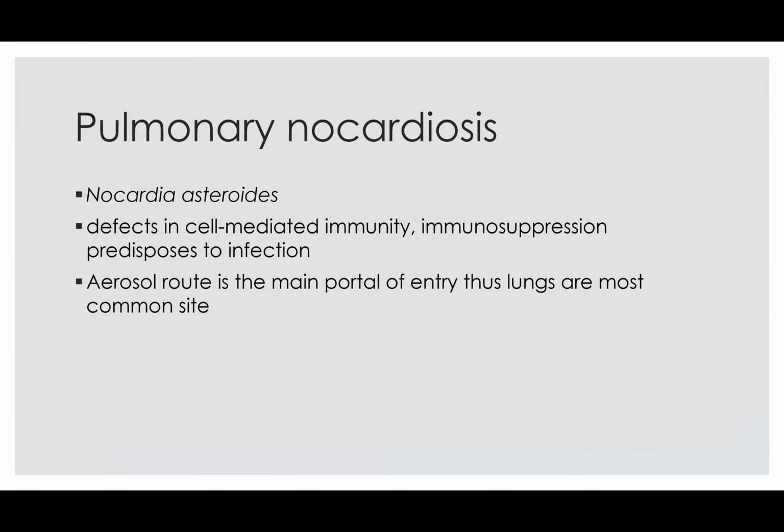Okay, then we'll talk about pulmonary nocardiosis. So nocardiosis is most commonly caused by Nocardia asteroides, which is found primarily in soil. And the respiratory tract, the skin, and the GI tract are the primary portals of infection. Pulmonary nocardiosis may manifest as acute, subacute, or chronic infection with a tendency towards episodes of remission and exacerbation.